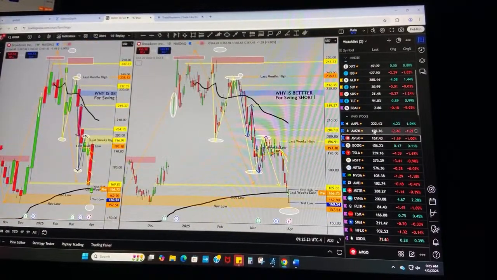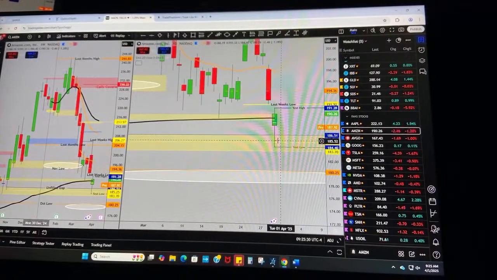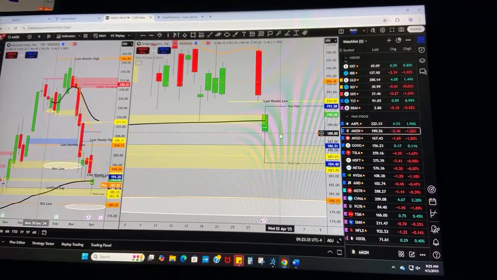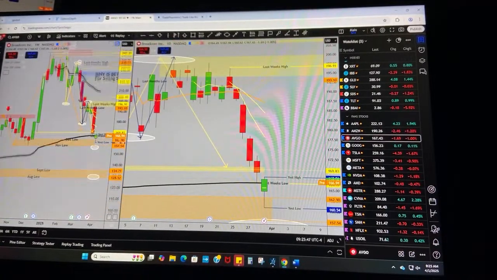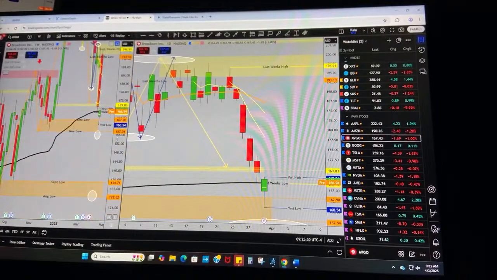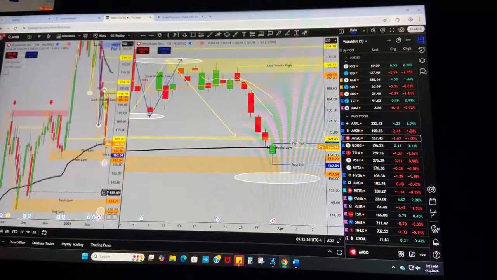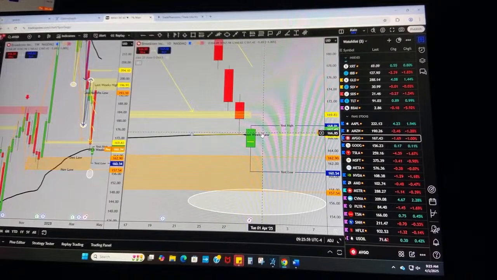So AVGO. Regarding the gap for today, slight gap down on Amazon. Inside gap. A lot of these are most likely going to be inside gaps because of the big move yesterday. AVGO did come down into a nice little monthly area of demand over here to the left. Slight gap down, inside gap.